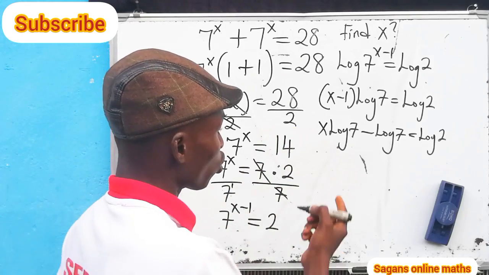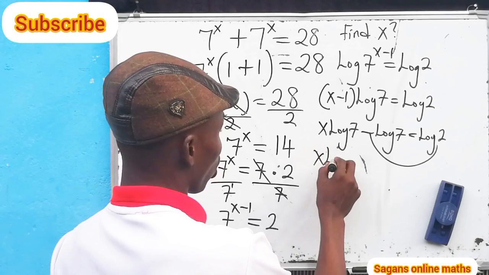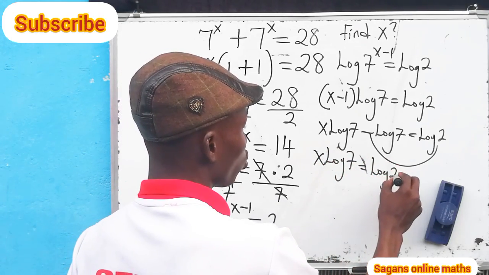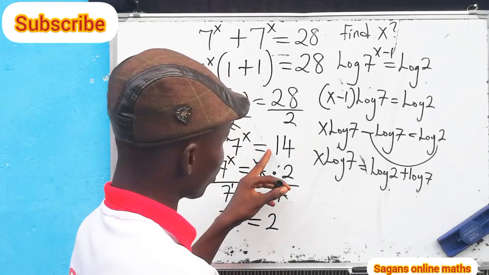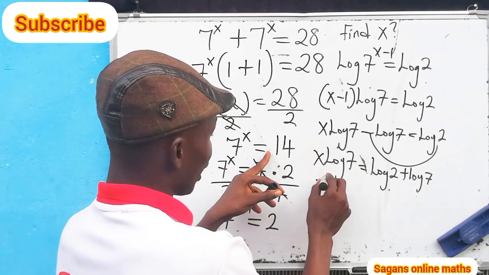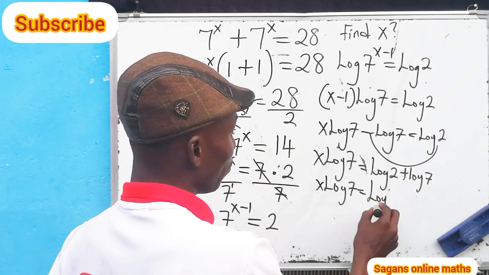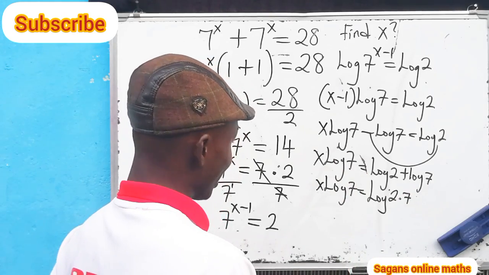So from here, we transfer this over. Now see that x log 7 equals log 2 plus log 7. You can see we also go back to this place. So from here, x log 7 equals a single log to the same base, and we multiply: 2 multiplied by 7 is 14.